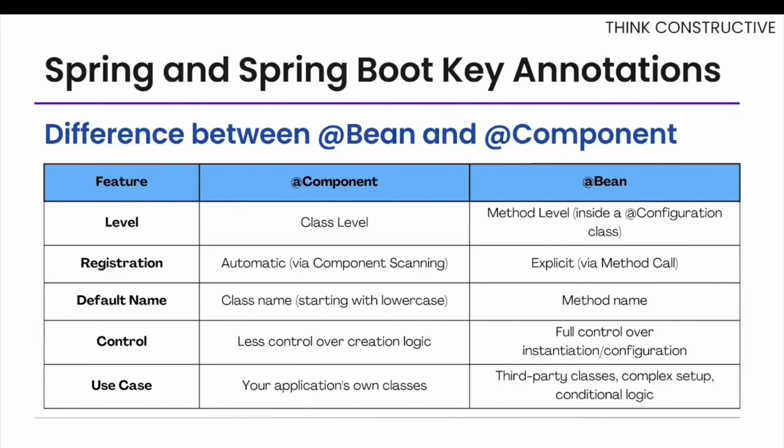Another important difference is that when you use @Component, it automatically discovers the class, instantiates it, and registers it as a bean in the container. So it relies on automatic component scanning. Whereas when you are using the @Bean annotation, it is more explicit. So explicitly it is telling the Spring container that whatever object is returned by the method should be registered as a bean in the Spring container.